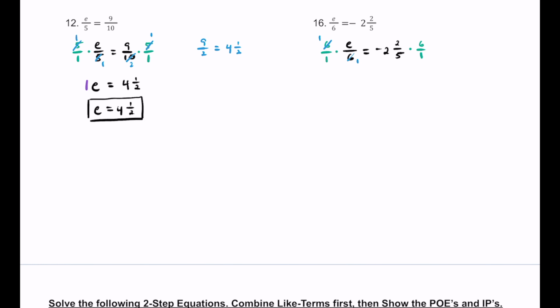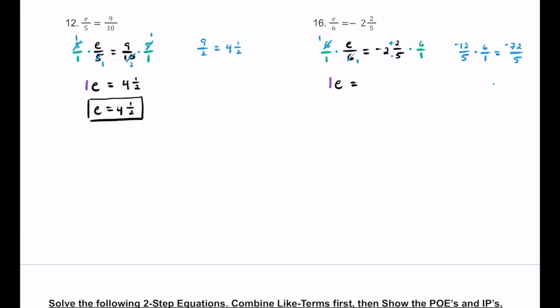So on the left side, we're just going to have 1 times e, or 1e. And on the right side, we have this negative 2 2/5. So 2 times 5 is 10. 10 plus 2 is 12. So we have negative 12 over 5, give the negative to the top, multiplied by 6 over 1. Unfortunately, we can't cross cancel, but 12 times 6 is 72. So negative 12 times 6 is going to be negative 72. And 5 times 1 is going to be 5.